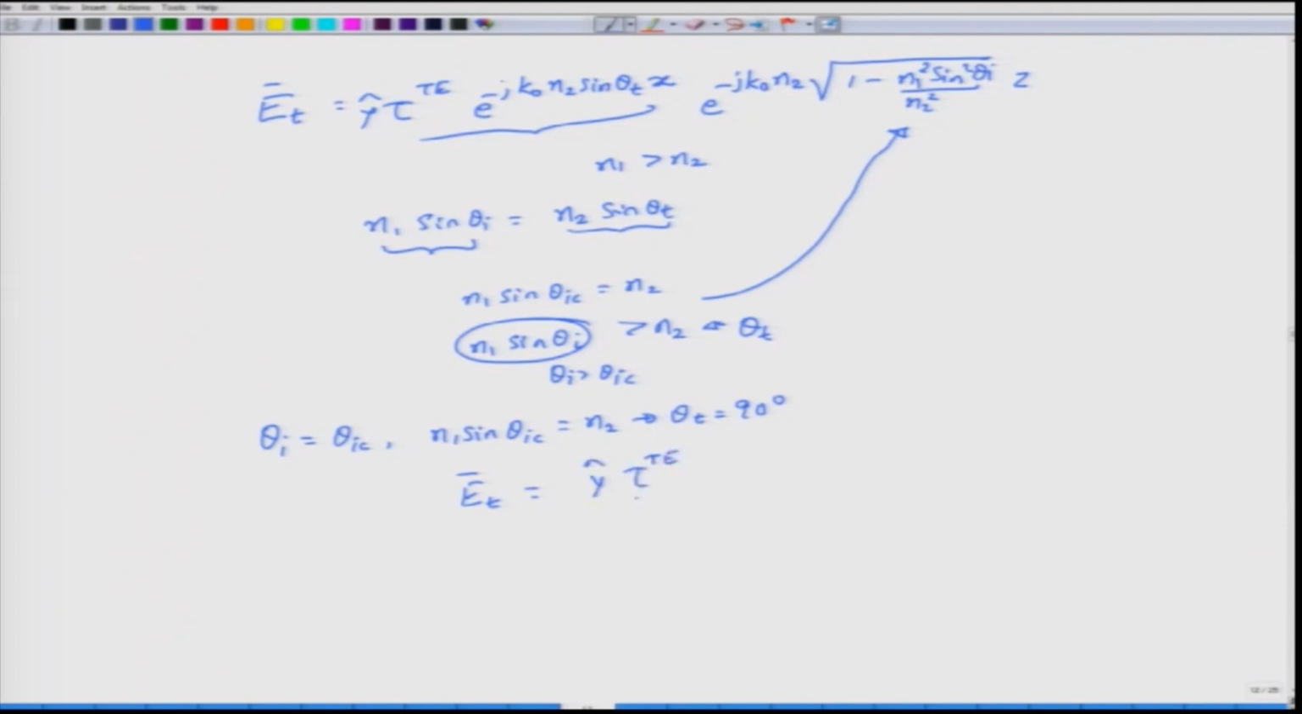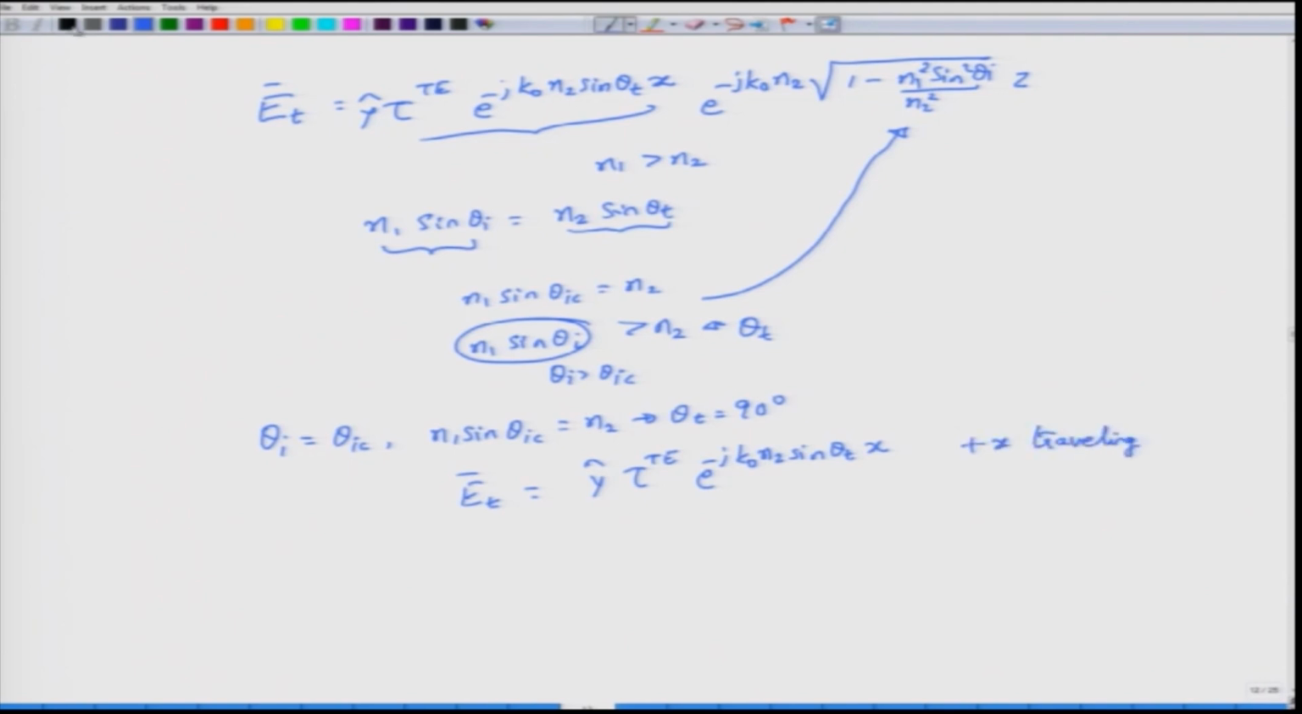We should of course also look at what happens to tau te at theta t equal to 90 degrees. In any case, I will not do that one, I am interested more in this second part. So, this will be e power minus j k0 n2 sin theta t times x. What kind of an expression for this electric field is this? This is an expression for an electric field which is now travelling along the plus x direction.